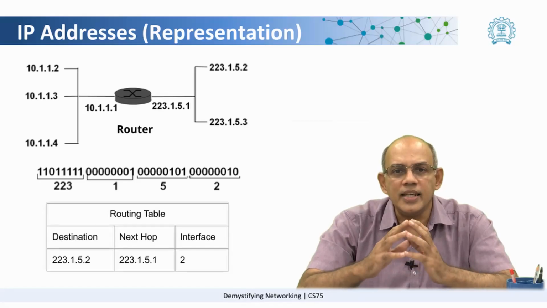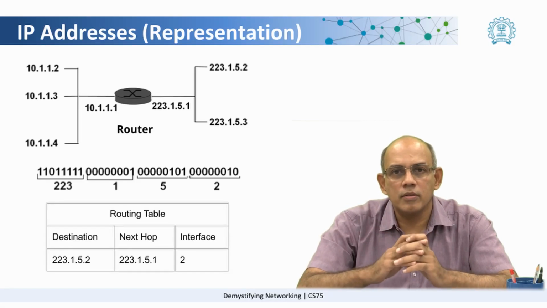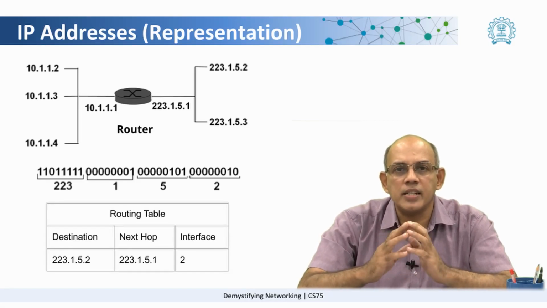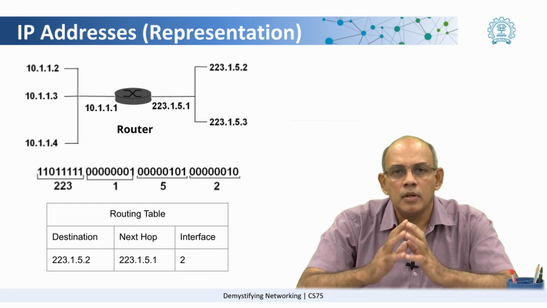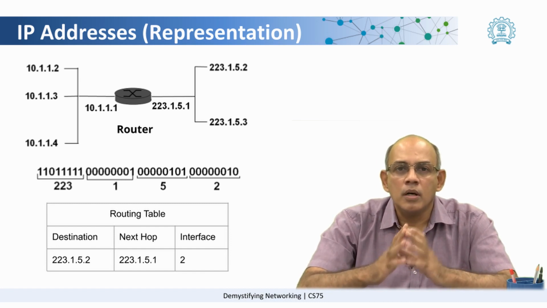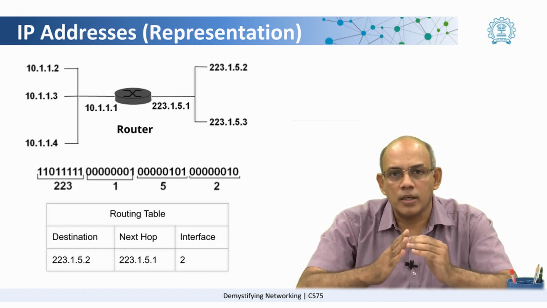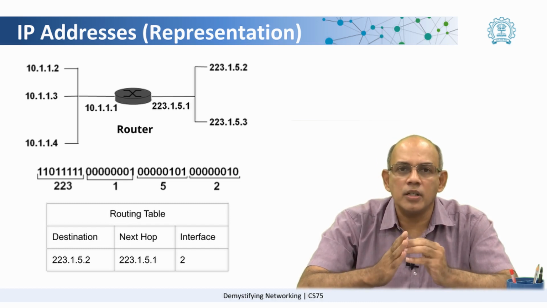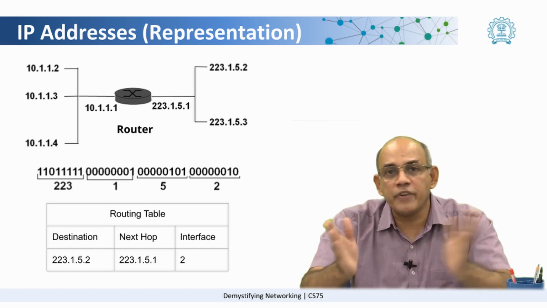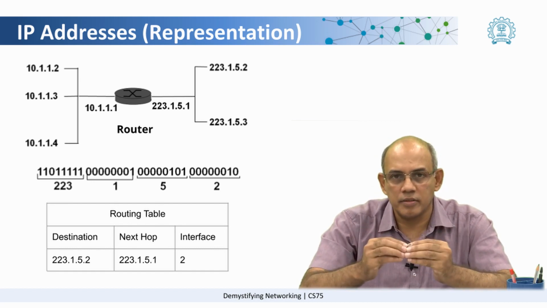Now let's look at this figure. In the center, you have this box. This box actually represents a router. What does a router do? A router is an end point of a network. Or, in other words, it connects two different networks to each other.